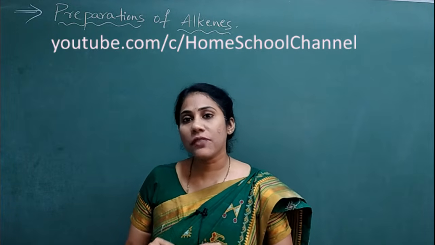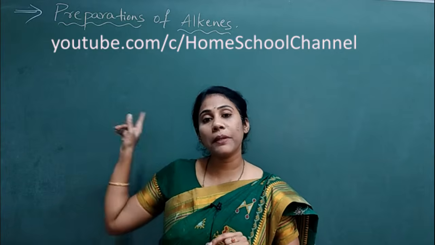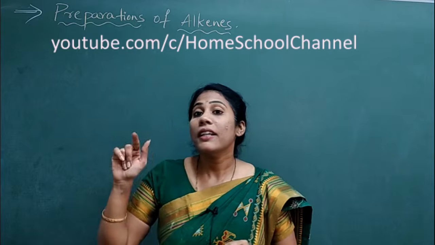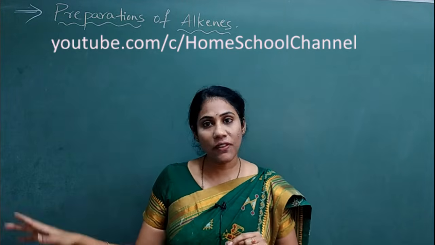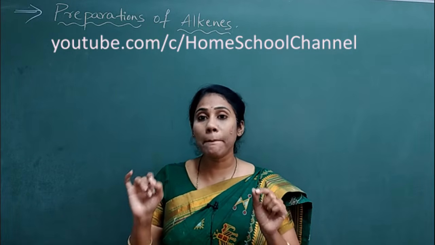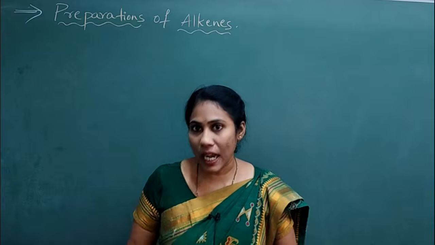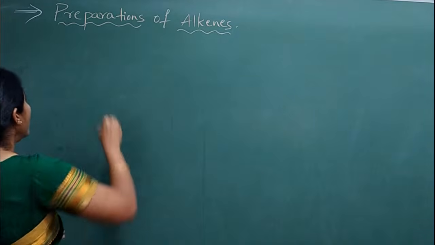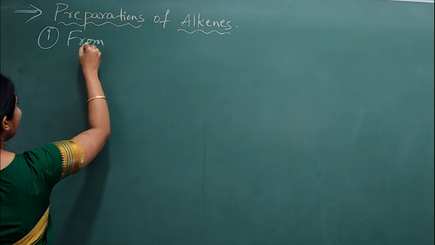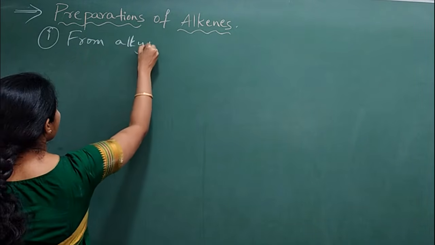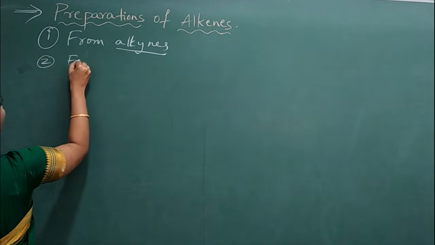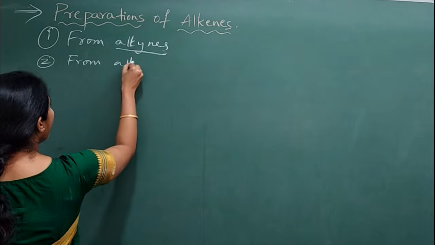So coming to today's video, I am starting with preparation methods of alkene. In my next video, I will come up with chemical properties or chemical reactions of alkene. So coming to preparations, there are four major methods of preparing alkenes. The first one is you can prepare alkenes from alkynes. So this is the first method. And second method, you can prepare alkenes from alkyl halides.